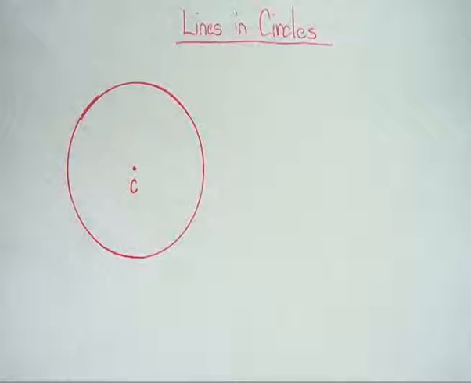Alright, now for the last few bits about some lines and circles. I've drawn our old friend circle C, and now we're going to look at a different type of line. We've talked about radii, diameters, and tangent lines. Now we're going to look at something called a chord.